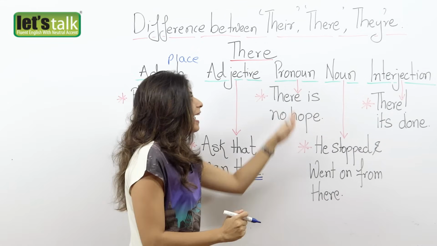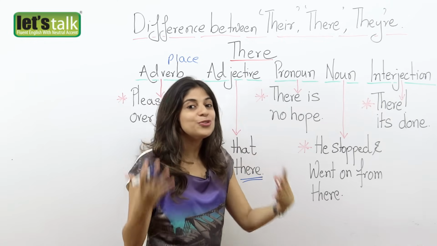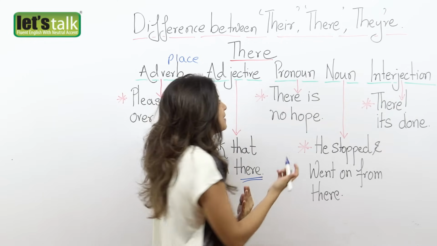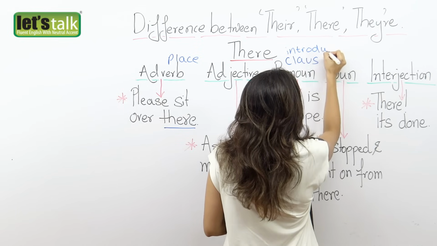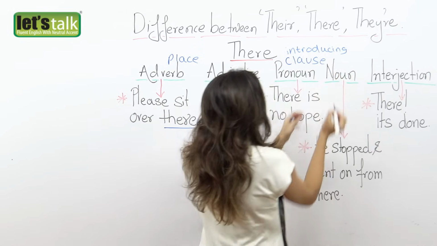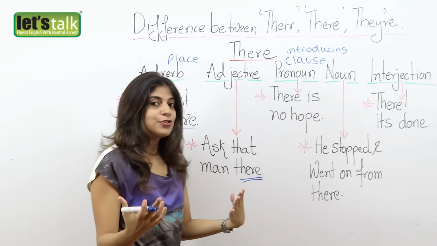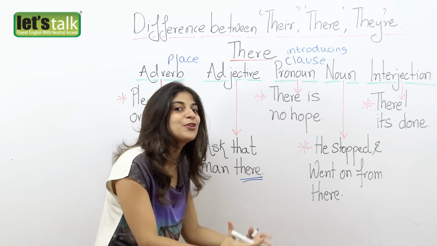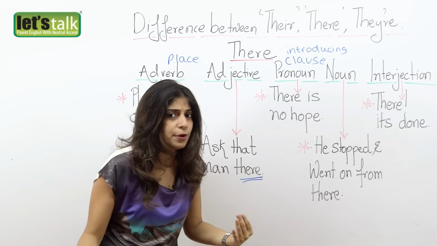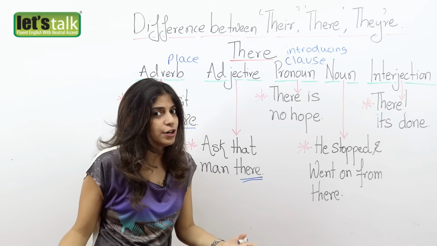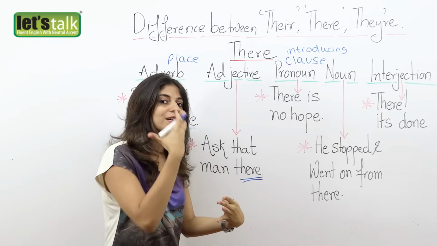Right? Now let's have a look at pronoun. When the word there functions as a pronoun, it is introducing a clause or a sentence. For example, there is no hope. So rather than just saying no hope, we are using the word there to begin a sentence, to introduce a sentence. There is no hope. Or there are too many people in the elevator. So here you're using the word there as a pronoun to introduce a clause or a sentence.